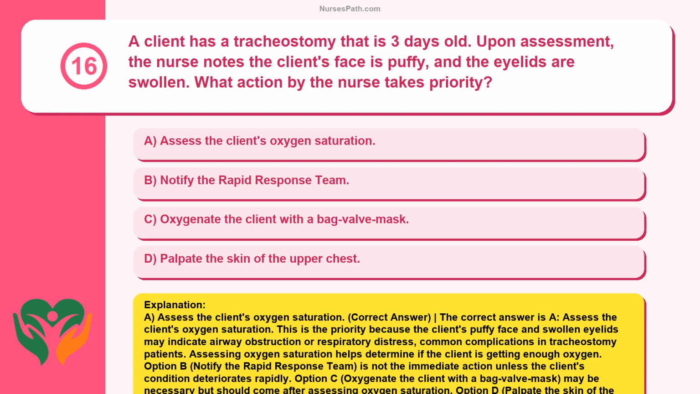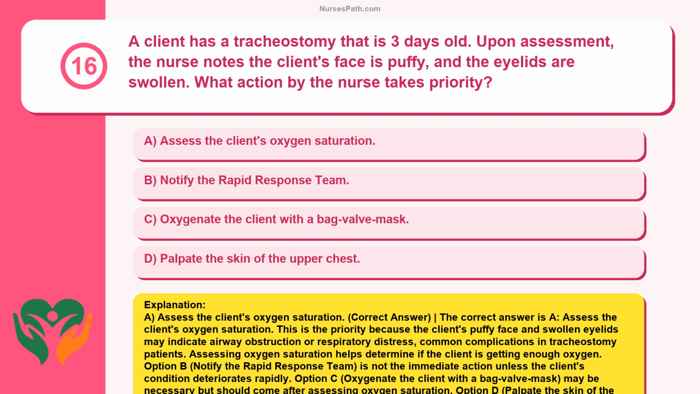A. Assess the client's oxygen saturation. Correct answer. The correct answer is A. Assess the client's oxygen saturation. This is the priority because the client's puffy face and swollen eyelids may indicate airway obstruction or respiratory distress, common complications in tracheostomy patients. Assessing oxygen saturation helps determine if the client is getting enough oxygen.